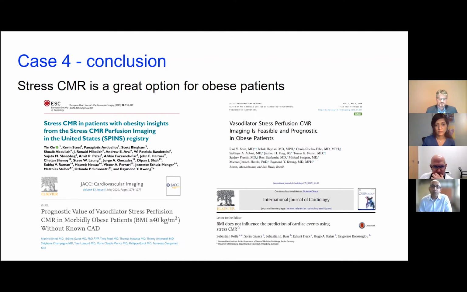These are some of the papers, single center papers from the Brigham, from Germany, from France, and we also have a multi-center paper from the SPINS registry, all showing that stress CMR is feasible, diagnostic, and carries high prognostic value in obese patients. Thank you.